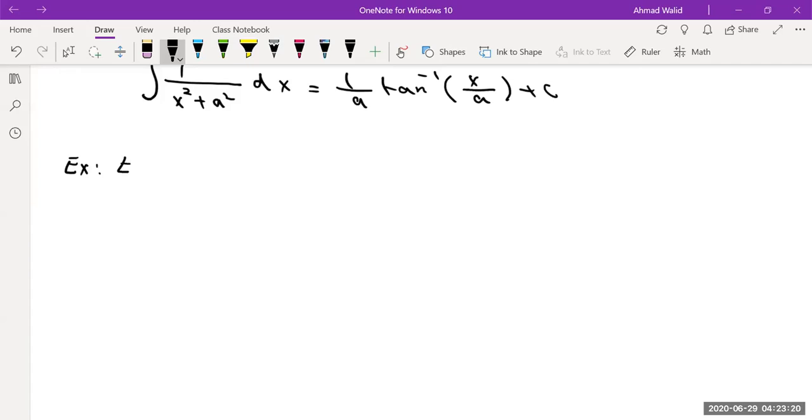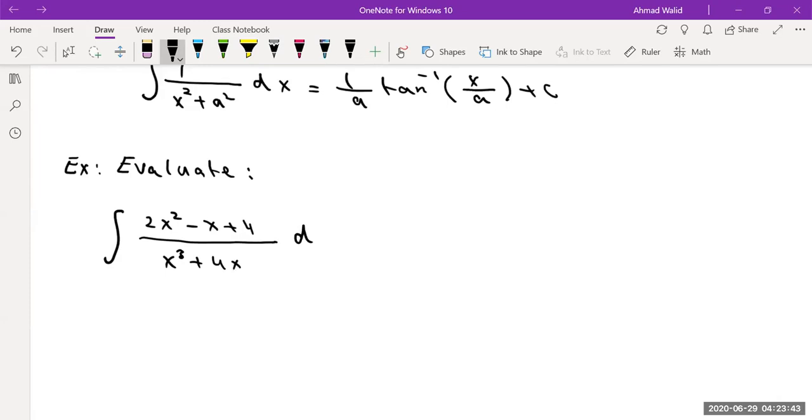Example number 1, evaluate. The integral of 2x squared minus x plus 4, all over x cubed plus 4x, dx.